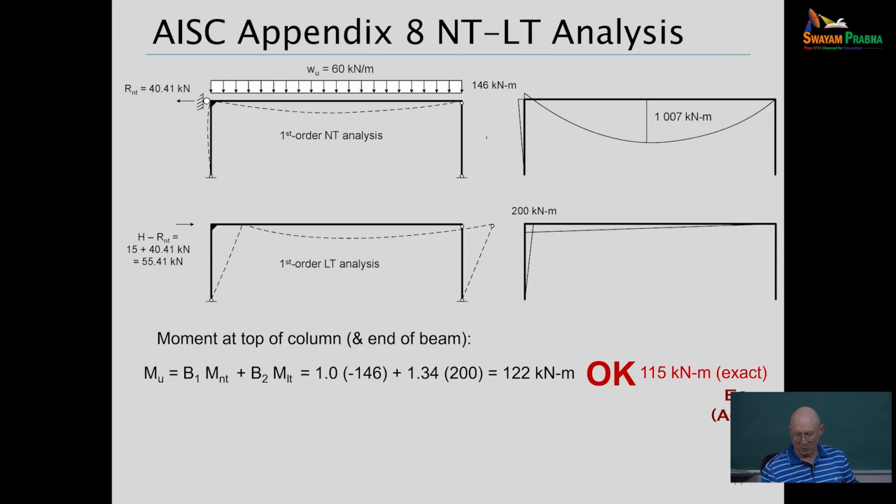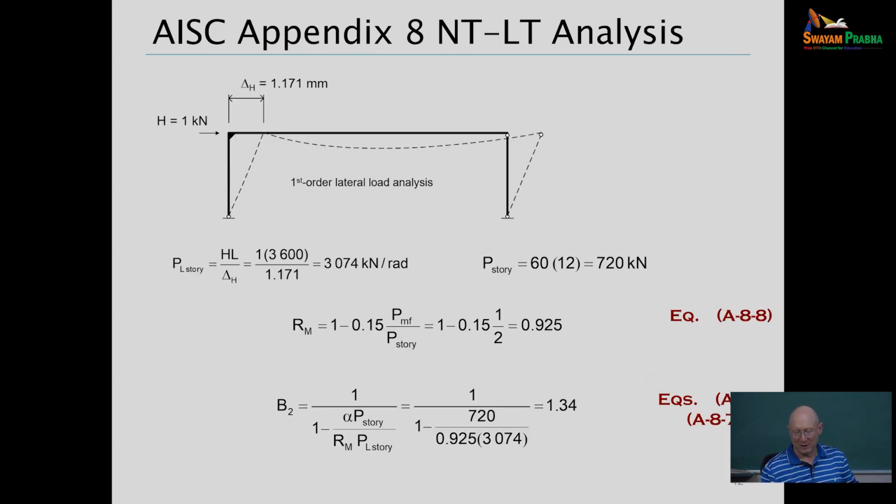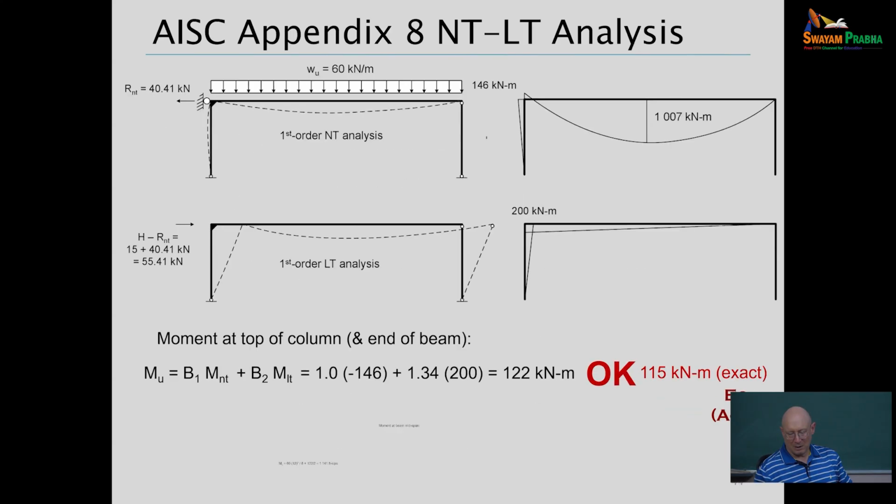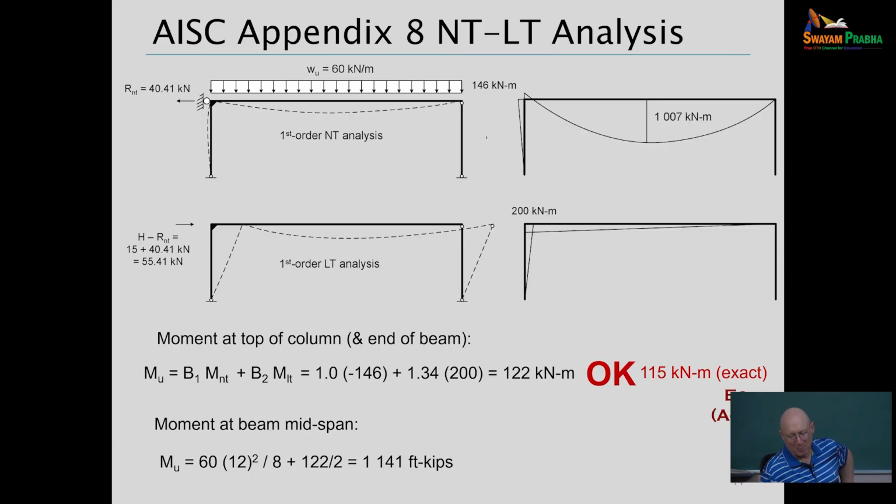If you think about it, if you look at the deflected shape we had a few slides back, the column on the left is not bending very much in this frame, right? So I'm not going to have much of a P small delta effect in that column. And so the R sub m tends to be conservative with something like this. If I want to estimate the moment at the midspan of the beam, it's the simply supported moment plus 1/2 of the moment that's coming in from the column on the left-hand side. So 1,141 foot kips, and the exact is 1,138. So not too shabby for a hand method.